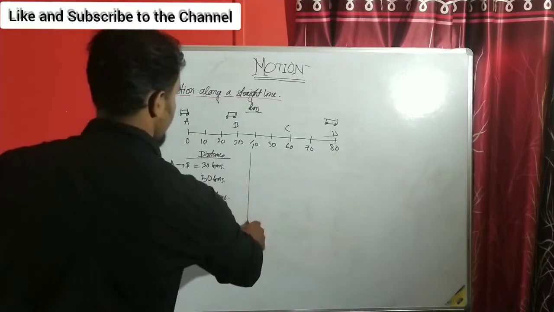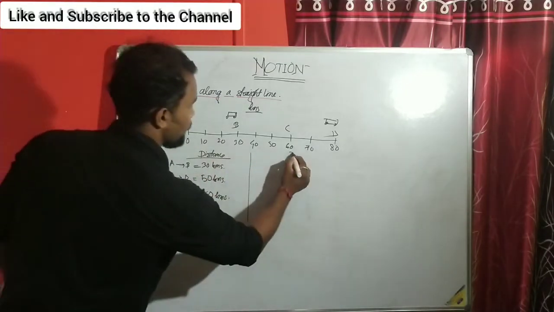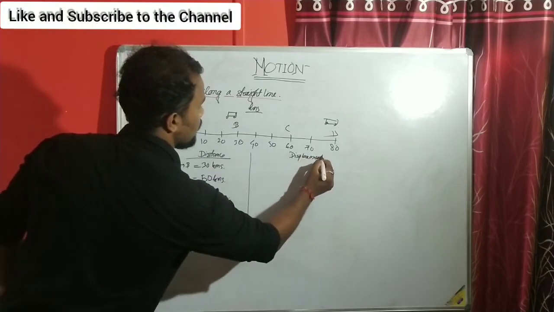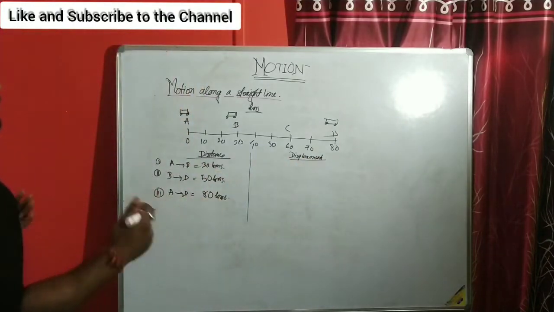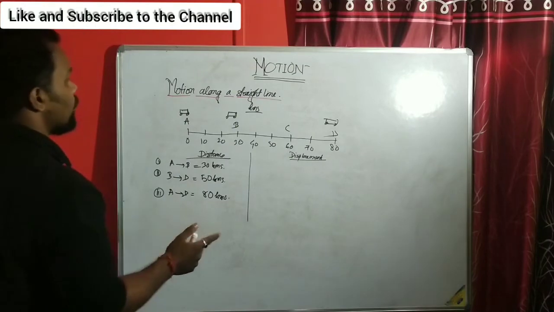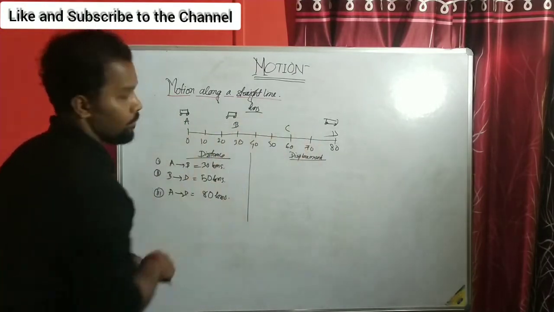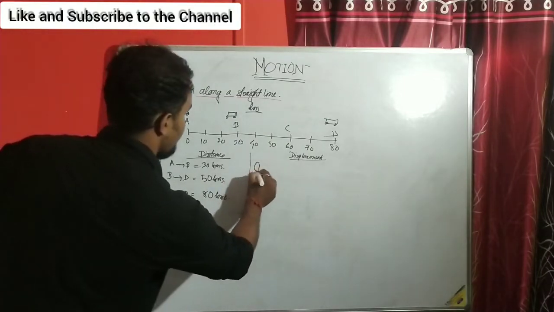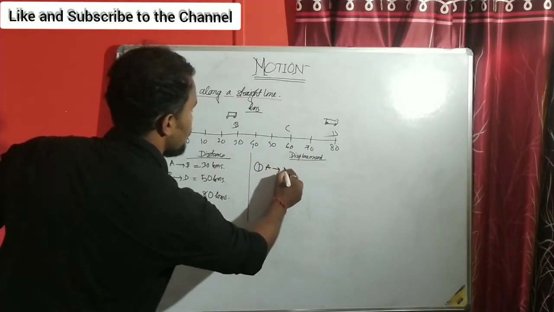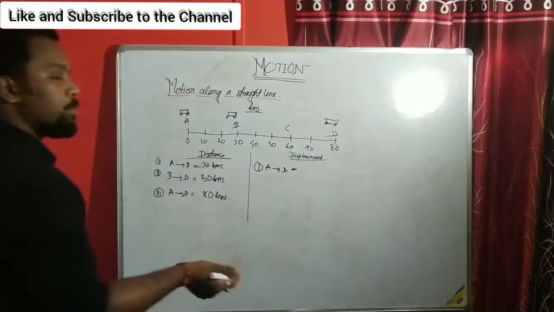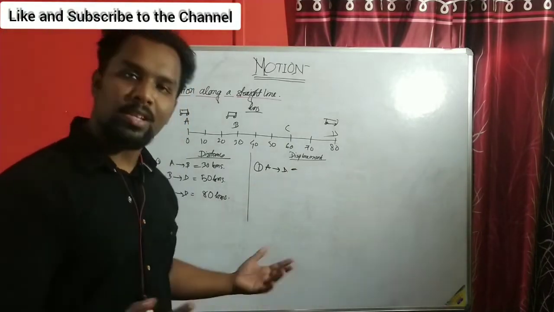Now we will see about displacement. To understand the displacement, first I will consider that the car has moved from A position directly to D position. Okay, A position to D position. Here, what will be the displacement? What can the displacement be?